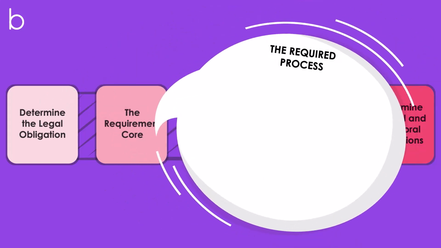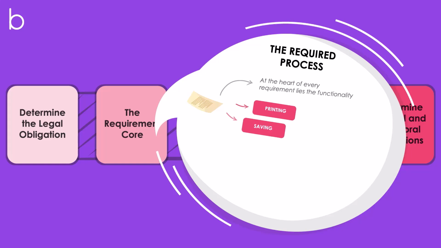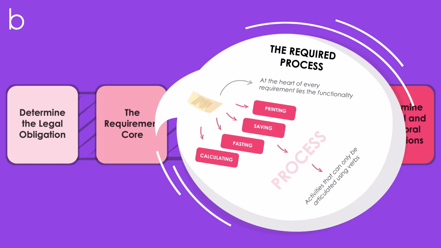Next, a requirement engineer is recommended to determine the required process. At the heart of every requirement lies the functionality it outlines, such as printing, saving, pasting, or calculating. These functions are known as processes, essentially activities that can only be articulated using verbs. It is imperative for the requirement engineer to accurately identify and define these processes to ensure the successful implementation of the requirements.